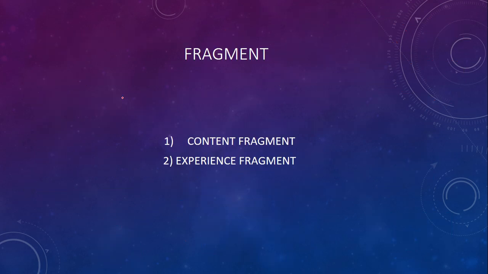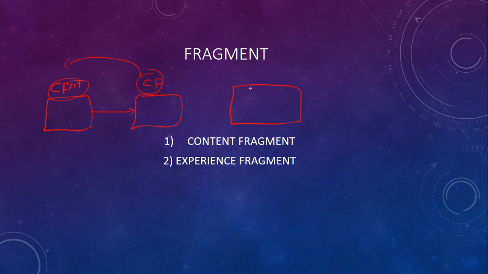For creating this, firstly we have to create a content fragment model, that we have created. After that we have to create a content fragment. So there we write the actual information. So this content fragment will be created by using this content fragment model. So once you have a content fragment and you want to render this information in your website, for that we need a component.